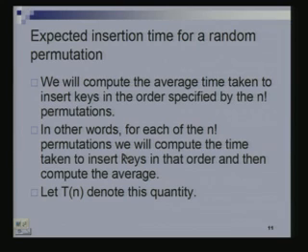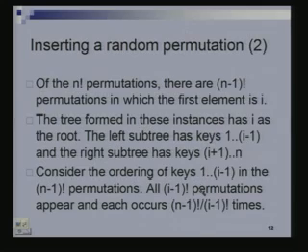So, that is what was being said here. For each of the n factorial permutations, we are going to compute the time taken to insert the keys, which is what we did for T3, and then compute the average. So, that gives us the value of T3. But we cannot do the computation in this manner. We have to do it cleverly because we have to compute what T of n is.